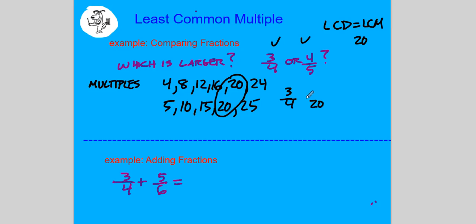So to make an equivalent fraction, 4 times 5 is 20, so then I have to multiply the numerator by 5 also, so that's 15/20. So 3/4 is equivalent to 15/20. Okay, then 4/5, I have a new denominator 20. 5 times 4 is 20, so I take 4 times 4, which is 16. So 4/5 is 16/20. Since 16/20 is larger than 15/20, 4/5 is greater than 3/4.